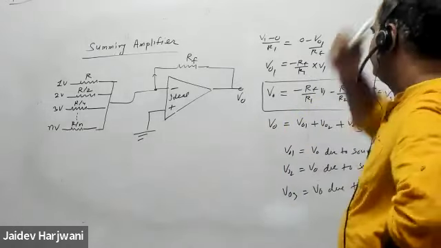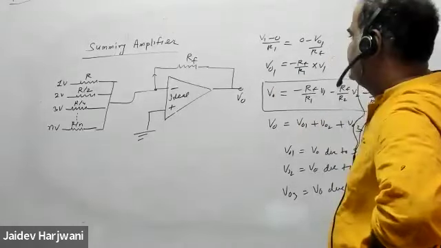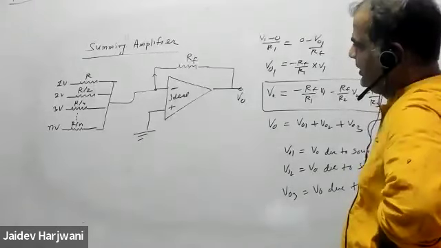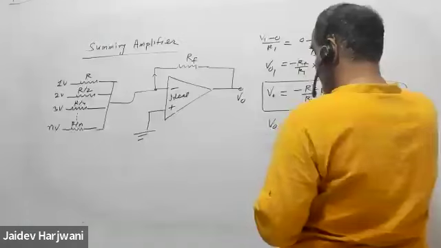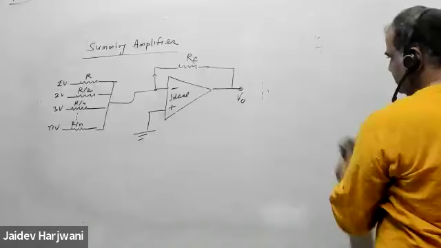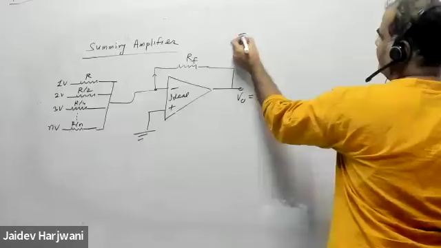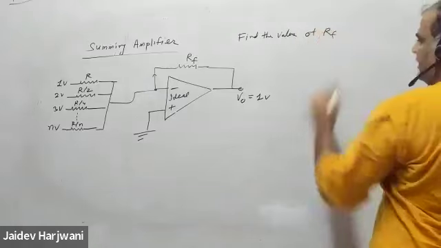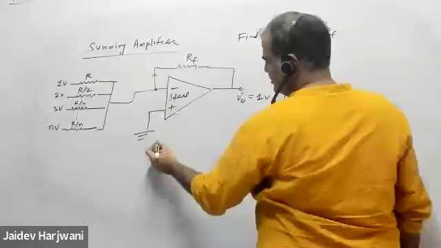Actually in the question RF was asked, so we solve it like this and then find RF. So this will be 1 volt, 2 volt, 3 volt, 4 volt. Say V naught is 1 volt. If V naught is 1 volt, then what is the value of RF? Let us first write V naught using the superposition principle.